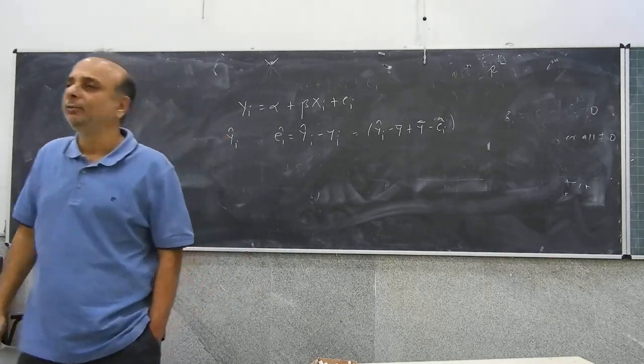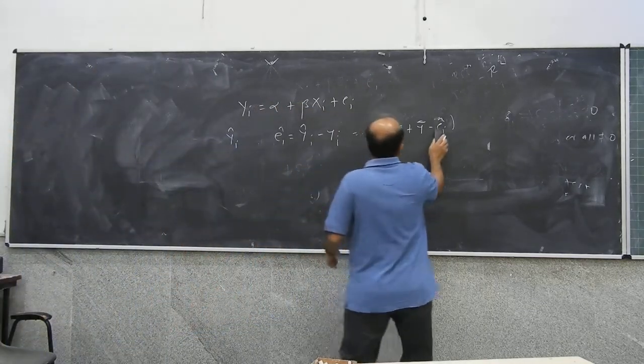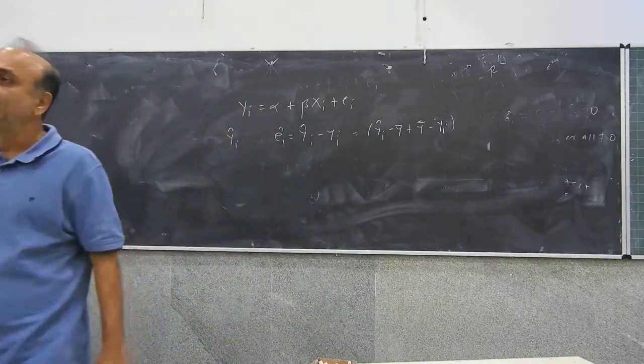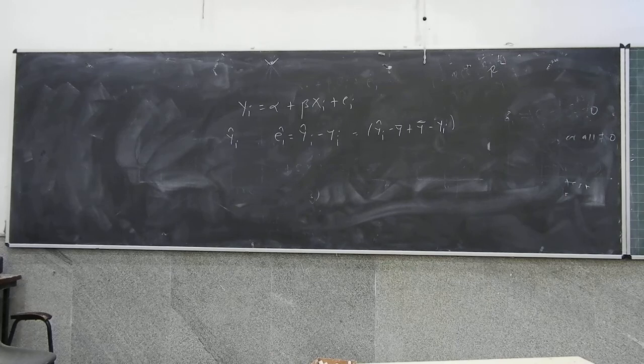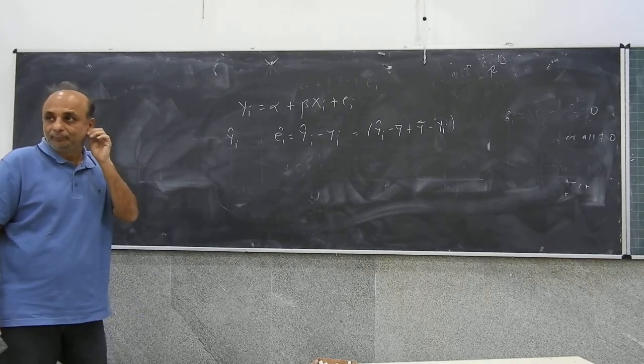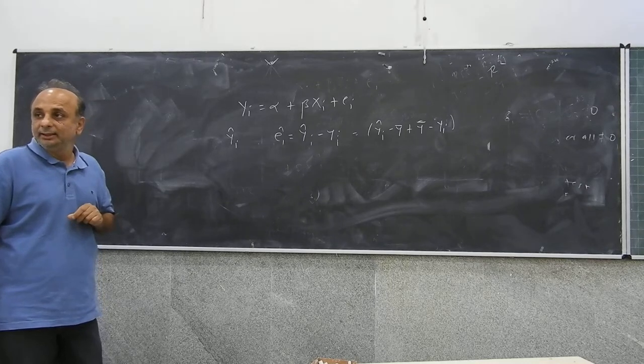So I can add and subtract y bar. All that I have done is I have added y bar and subtracted y bar. Minus y bar plus y bar. Minus yi. Okay? Y hat I minus y bar plus y bar minus y. I can easily write this.